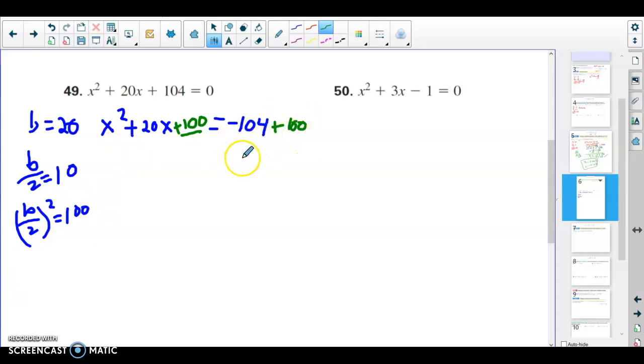On this side, I'm going to do my arithmetic. So my arithmetic is minus 4 equals. And here now I can replace that perfect trinomial with a binomial. b over 2 is 10. Okay. Now we need to take the square root of both sides.